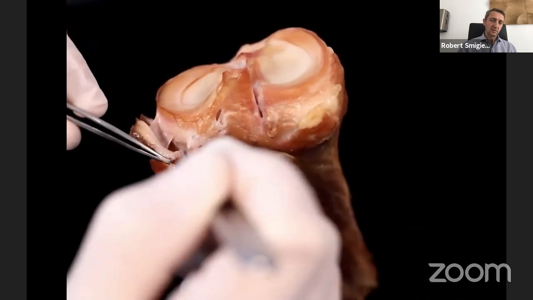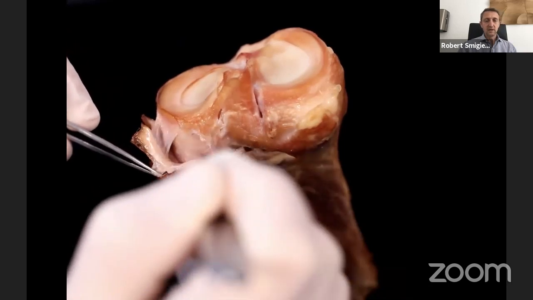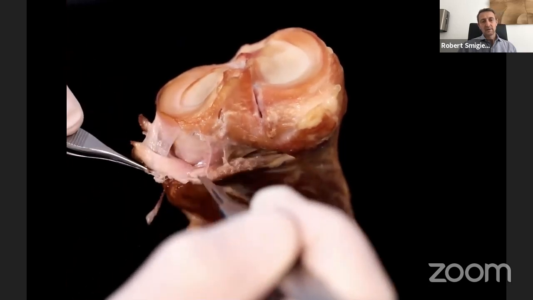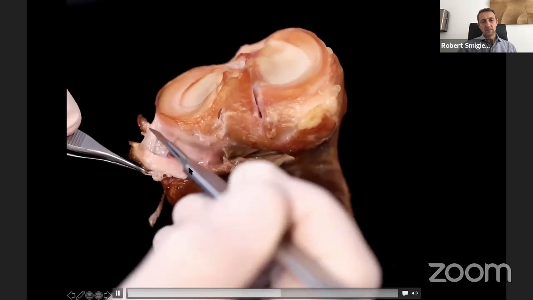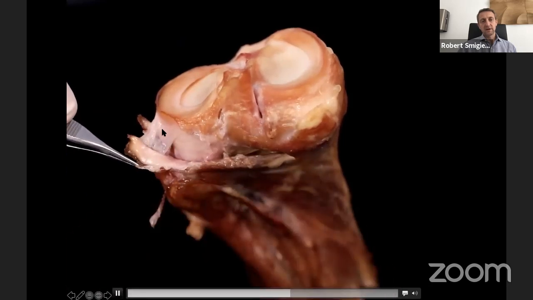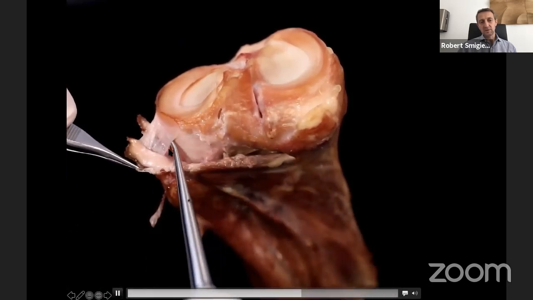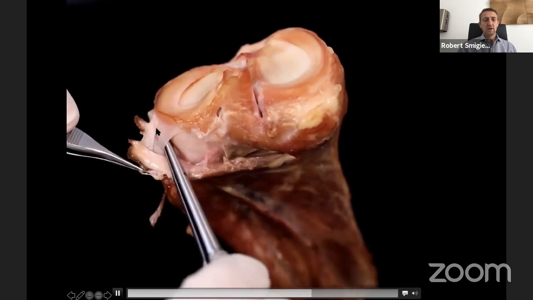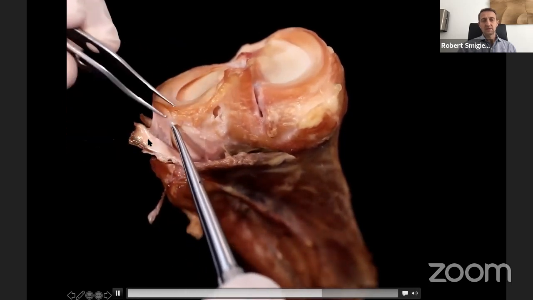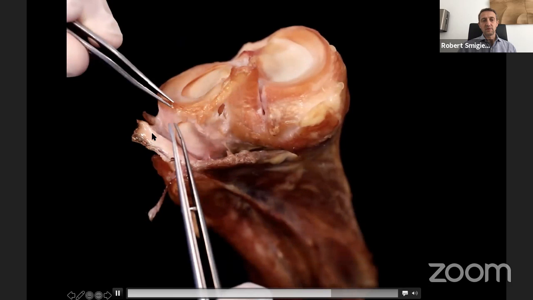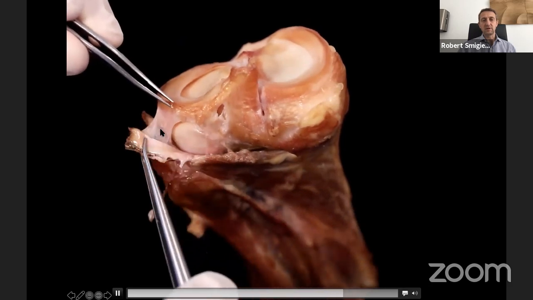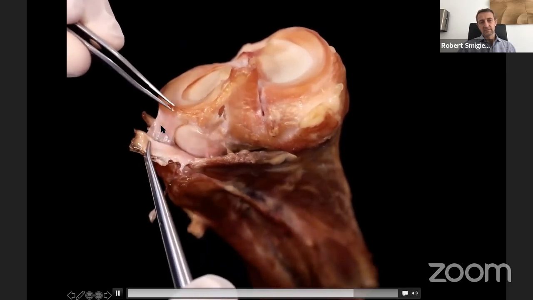You can see now, when I cut it, what we get. Here is the popliteal tendon, and here are two structures. Deeper is the meniscofibular ligament. More superficial are the inferior meniscopopliteal fascicles or ligaments.